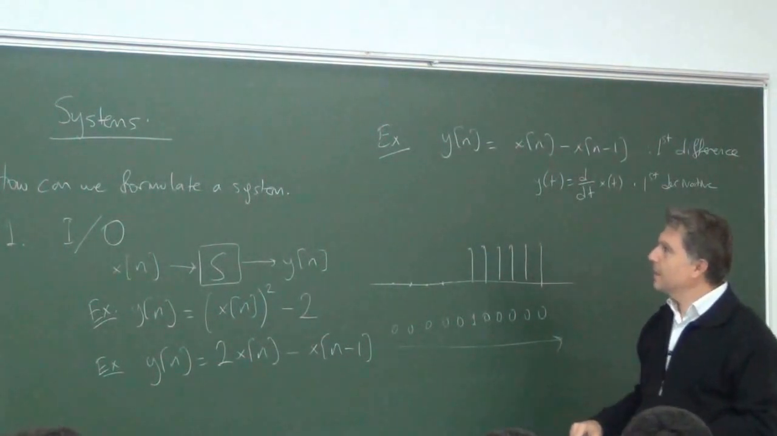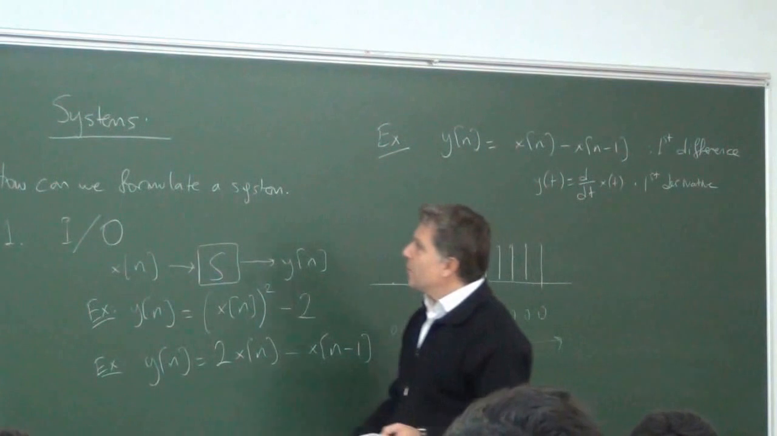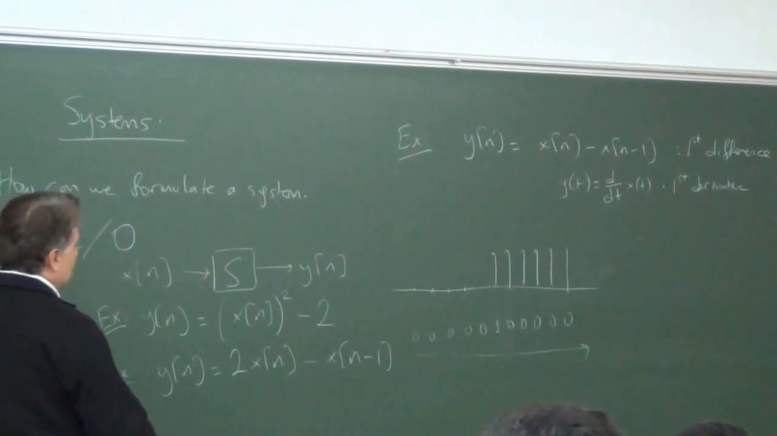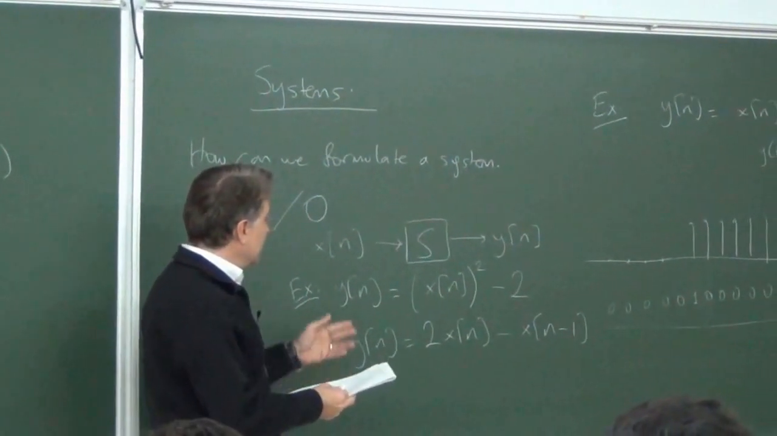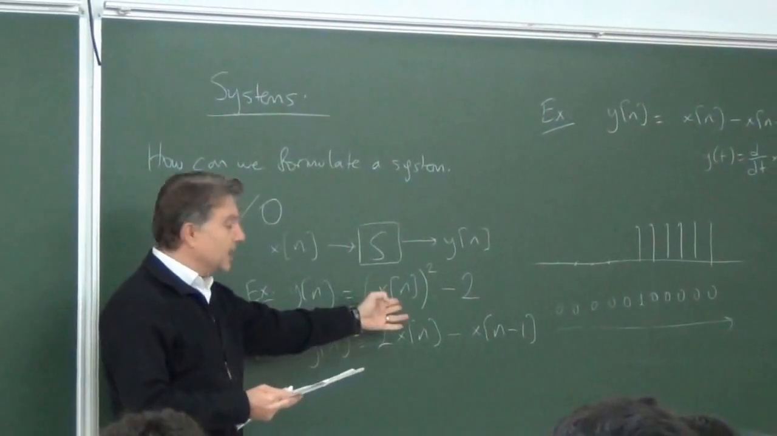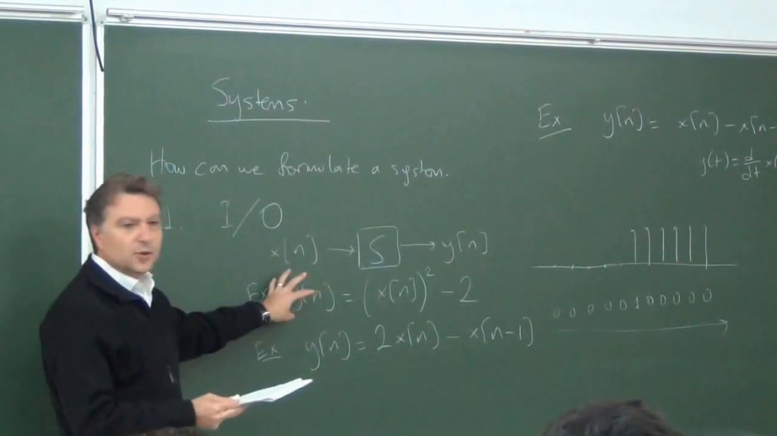Something like that. So, let's come back. We can formulate a system using input-output relations. But for that, it must be in the form of representing the output as a function of the input always, so that for every input we can determine the output.